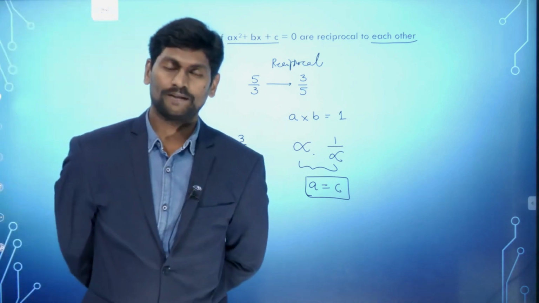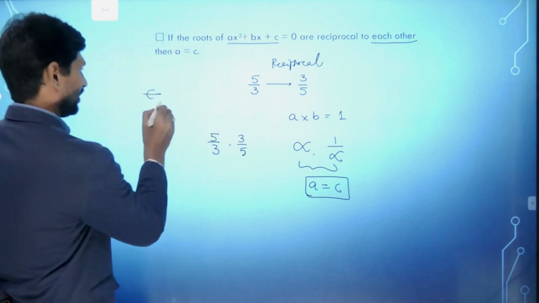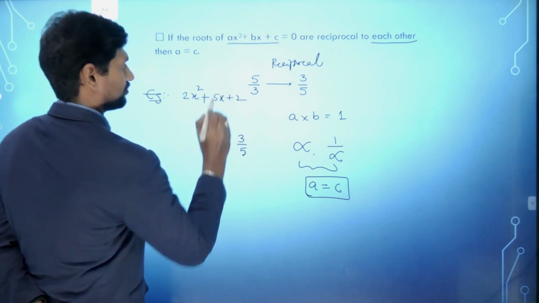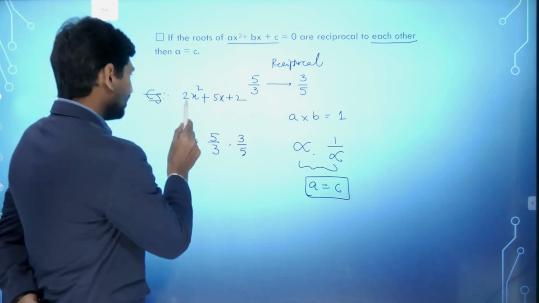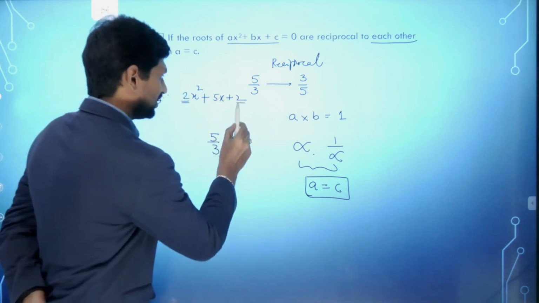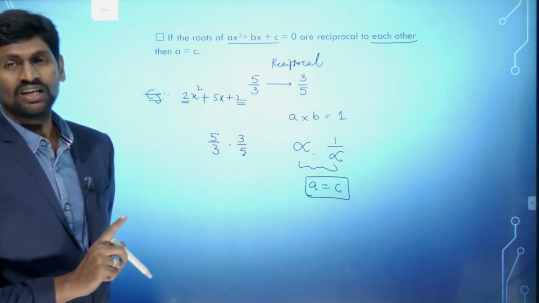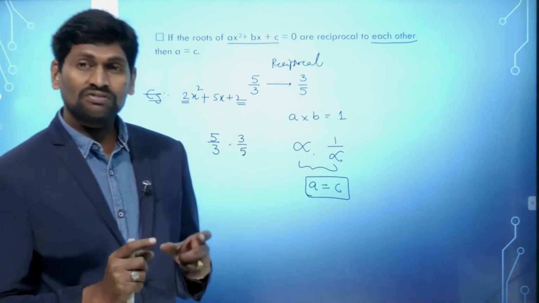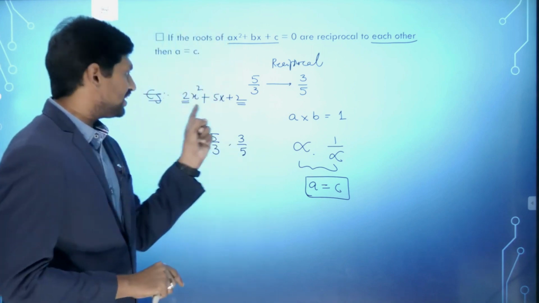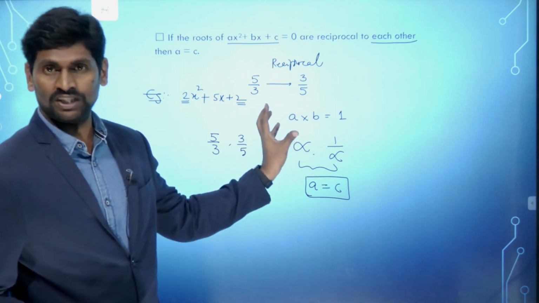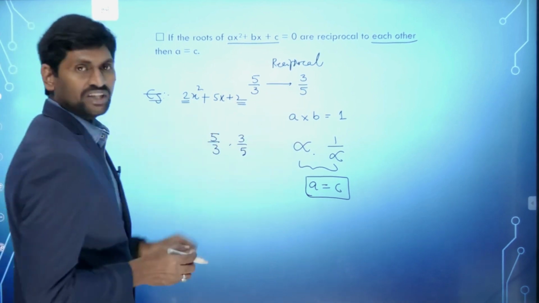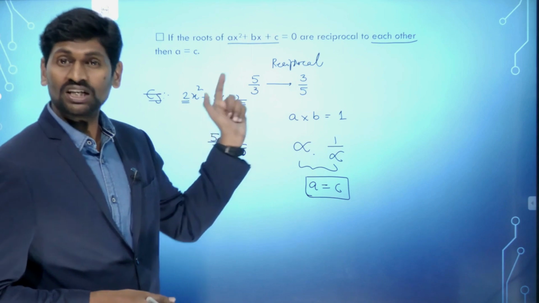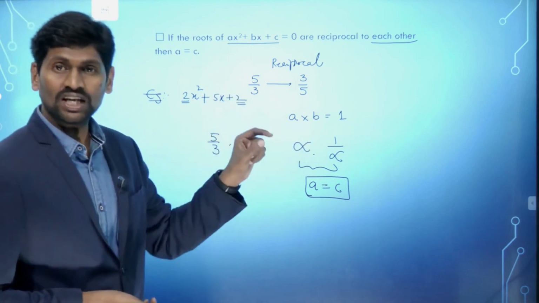Okay? Here you should remember one point. For example, if I am taking 2x square plus 5x plus 2. Check here. X square coefficient 2, constant term also 2. That doesn't mean the roots of the quadratic equation need be reciprocal. If the roots are reciprocal, then definitely the x square coefficient and constant term will be equal. But for every equation, if you take an equation blindly like this, A value and C value equal, it doesn't mean their roots are reciprocal. Okay? It doesn't mean their roots are reciprocal.